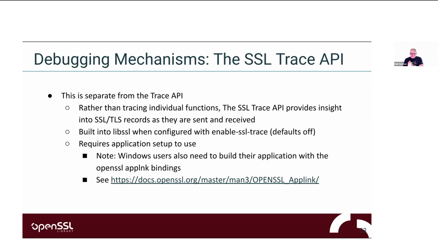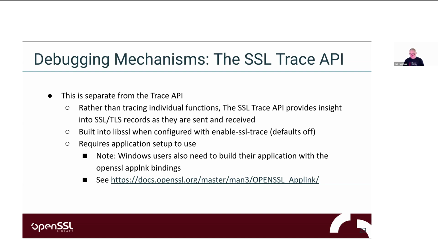Moving ahead again, the trace API. This is separate from our functional trace API. I'm sorry, I should call this the SSL trace API specifically. Unlike the trace API, which we just covered, this trace API allows insight into SSL and TLS records as they are sent and received. So unlike the functional trace API, which just tells you what functions you're calling, this will tell you, oh, you sent an alert message, or you received a handshake server hello record, and so on and so forth. Great for mid-level debugging of TLS connections between a client and the server.